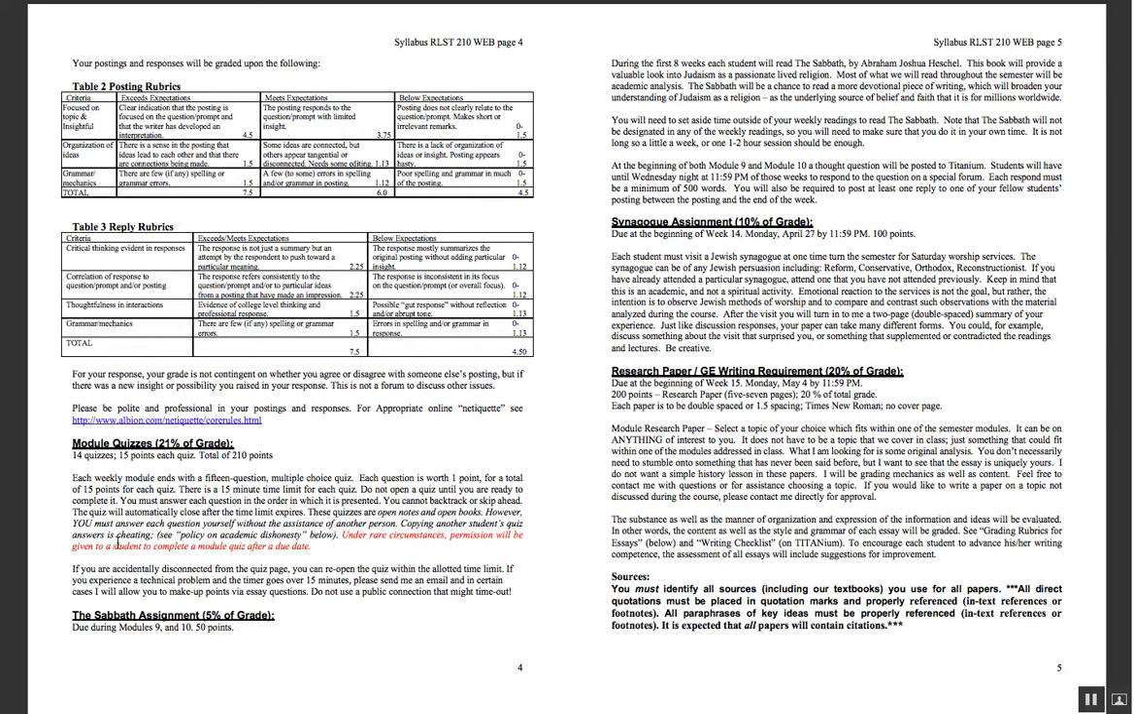All right? Now, the Sabbath assignment, that's 5% of your grade. It's 50 points. These are guaranteed points. If you do this, you will get the points. All right? Now, this will take place during modules 9 and 10. You'll see that later on in your syllabus. During the first 8 weeks, so leading up to 9 and 10, you will be reading Abraham Joshua Heschel's The Sabbath.